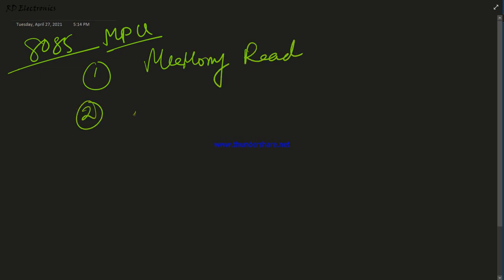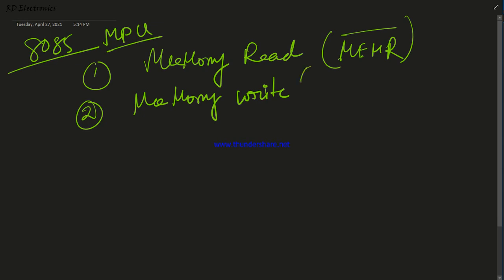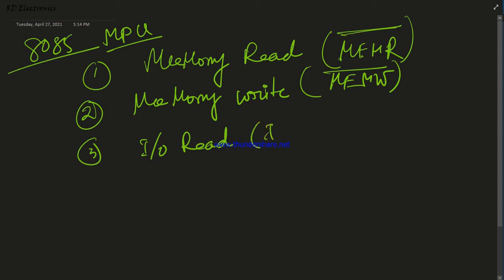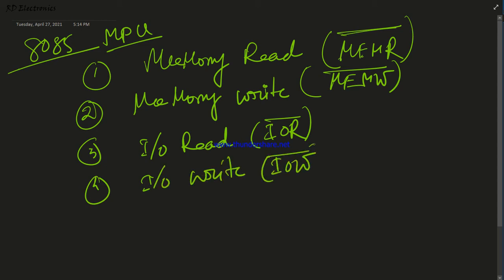Second one is memory write operation. This memory read operation is also known as MEMR bar. This is an active low signal, that's why it has the complement sign. Memory write signal is also known as MEMW bar. Third one is input output read operation, which is also known as IO read bar. And number 4 is IO write operation, which is also known as IO write bar.